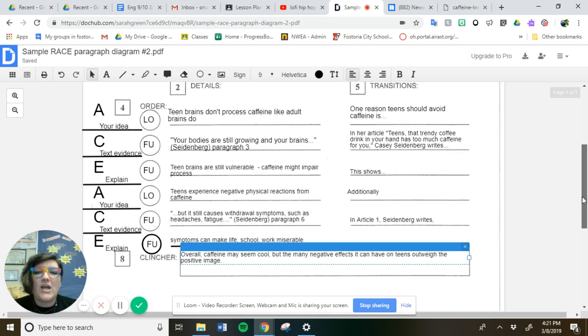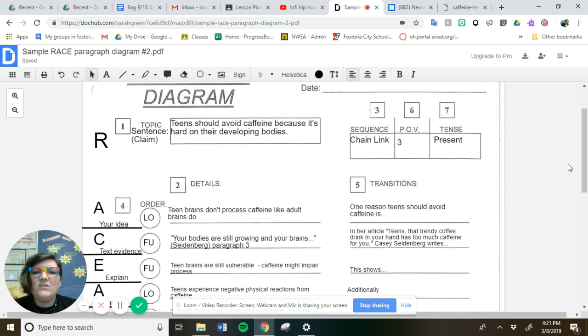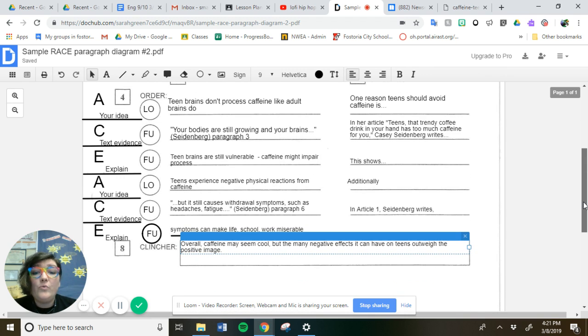So let's go back up and check our topic sentence. Teens should avoid caffeine because it's hard on their developing bodies. Okay, that's definitely general. That's a general topic sentence. And we have a cluing topic sentence down here that does talk about those negative effects on teens. So it talks about that same main idea, okay? But it does it in a different way. It uses a cluing sentence instead of a general one. So we're good, and we have our concluding transition, so we're all set.